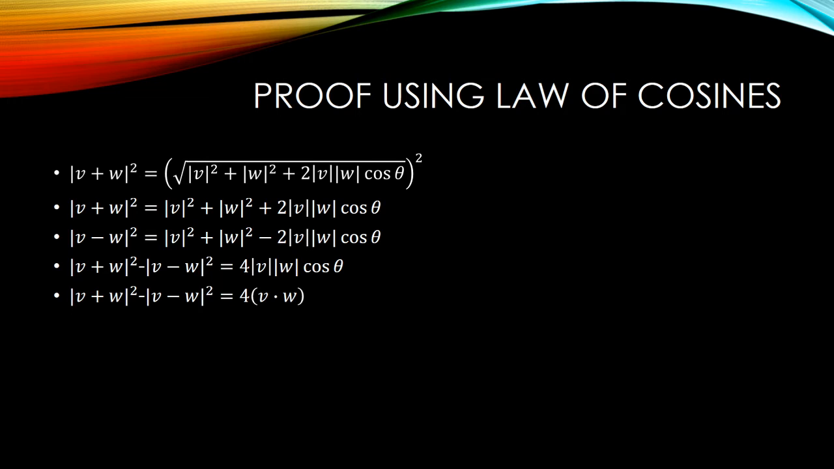Now the next step, I'm going to be subtracting the norm of v plus w squared with the norm of v minus w squared. And notice that the norm of v squares and norm of w squares cancel out, and I'm left with 4 times the norm of v times the norm of w times cosine theta. And recall that formula is just another formula for the dot product. So that proves it.